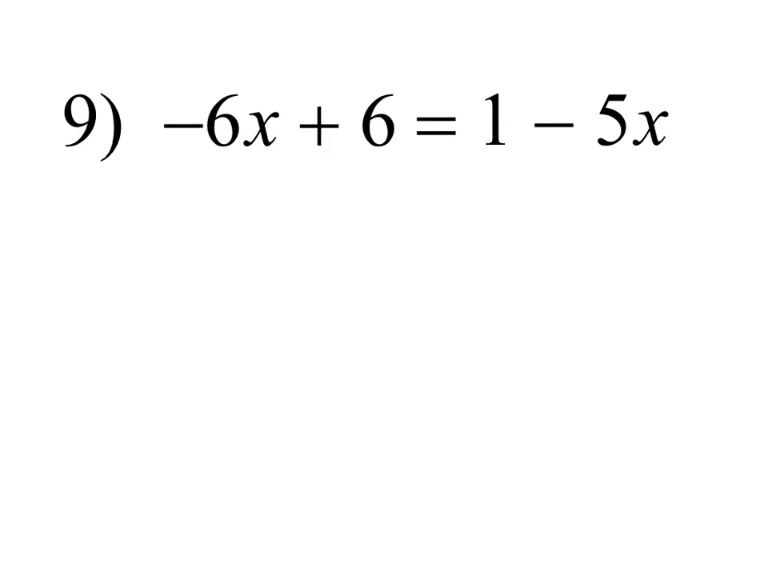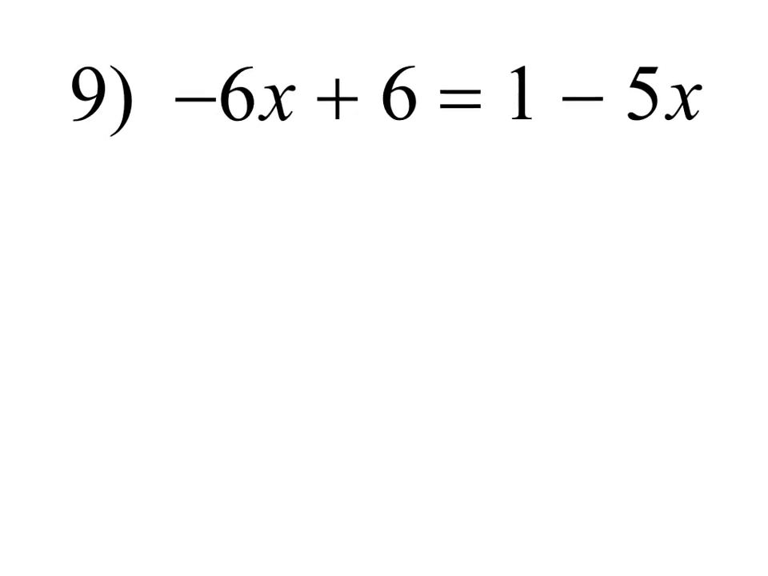And number 9, this is our first multi-step one. I believe we did this in class, but I'm going to go over it anyways, because like I said, I'm going to do all the odds. Draw the line down the middle. For multi-steps, when you have a variable on both sides, I want you guys to move the smaller variable first. So between negative 6x and negative 5x, negative 6 is the smaller one. So to move that, I'm going to add 6x.